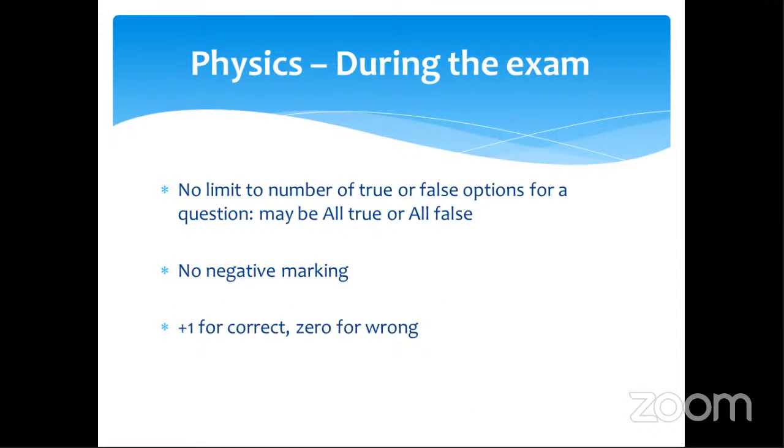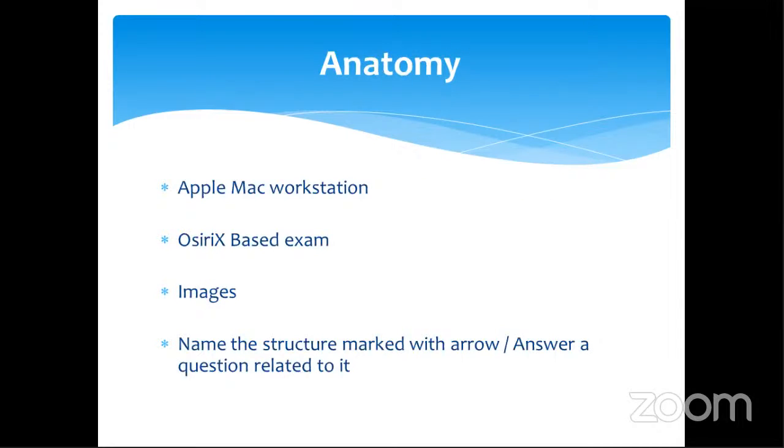There is no limit to the number of true or false options for a question. All of them may be true and all of them may be false. And there is no negative marking. It's +1 for a correct answer, and you don't get any marks for a wrong answer.